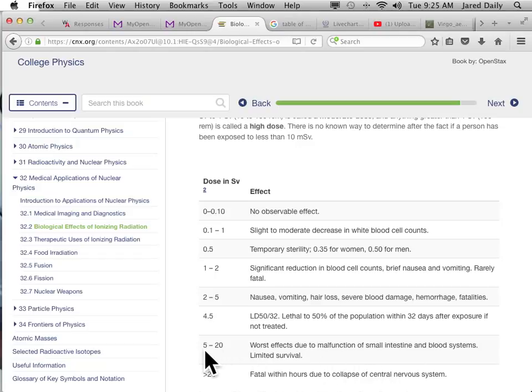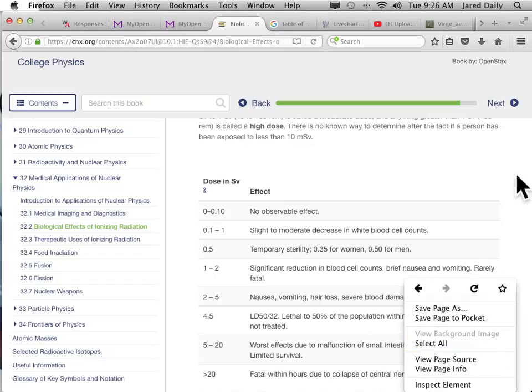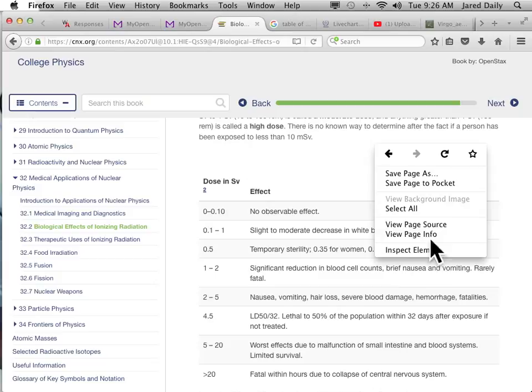So right here from 5 to 20, everything gets worse, and there's very limited survival with that kind of exposure.